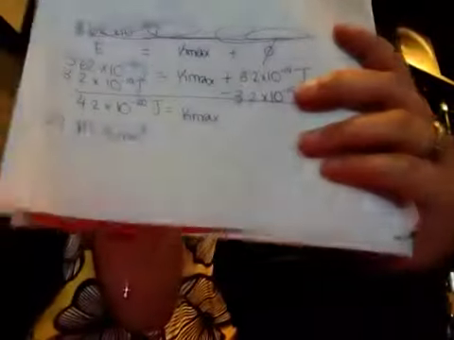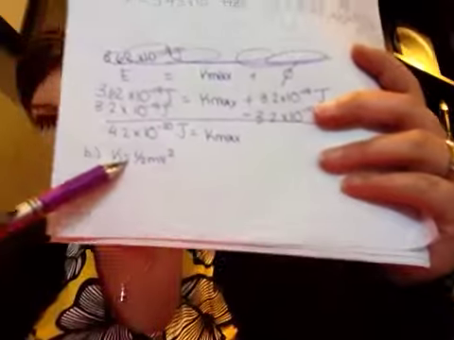Now what they've asked us to do in part B is to find the maximum speed. Now let's think about this. We're trying to solve for velocity. We know kinetic energy, so that should automatically make you think of the formula for kinetic energy, which is 1/2 mv squared. I know that K equals 1/2 mv squared. I know K because we just solved for it. It's 4.2 times 10 to the negative 20th joules.